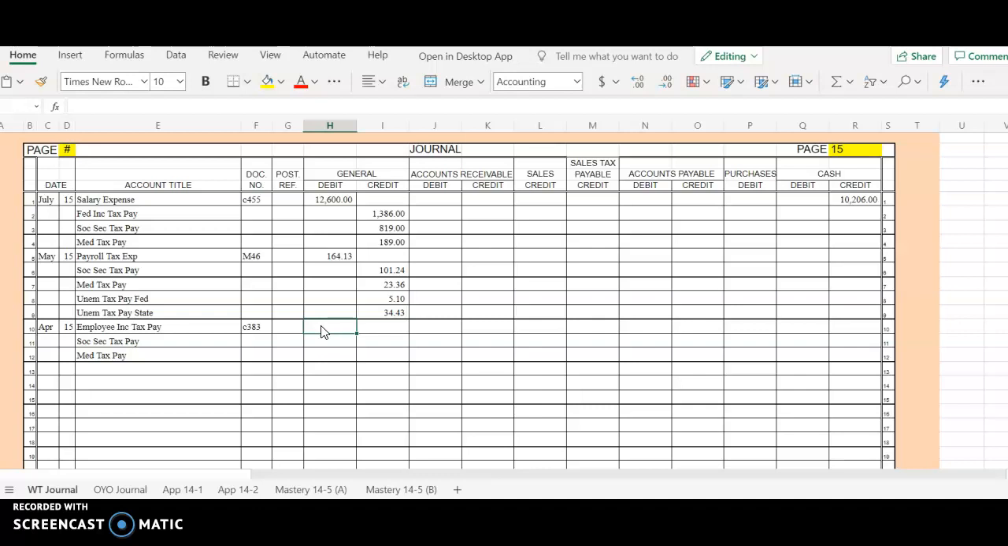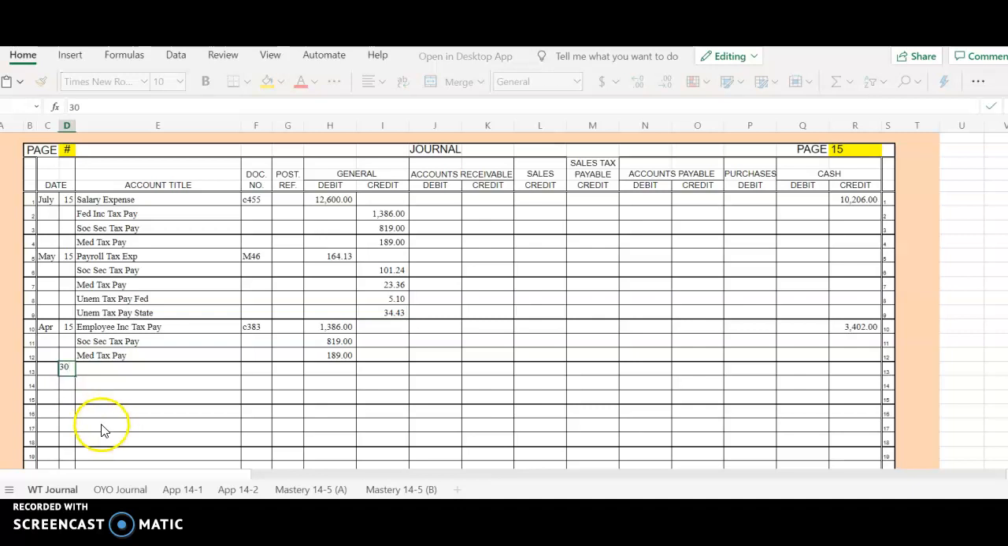So we take the totals, and the totals are provided for you, like I said, on page 351 of your book. 1,386, 819, and the last one was 189. So the total of all of those will go in the cash credit column, and it is $3,402 is the total. Then we have two other transactions, and they're going to be on the 30th of April.